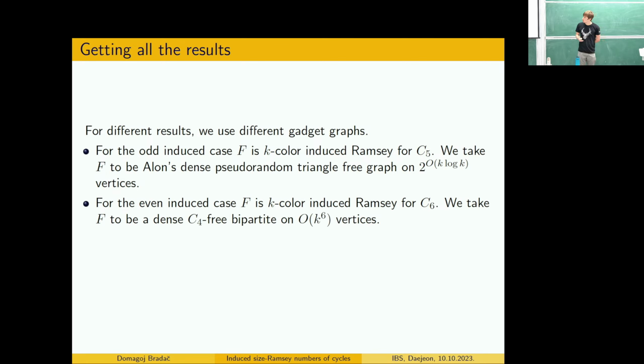Now, if you want to find an even induced cycle, we take the gadget graph which is k-color induced Ramsey for the 6-cycle. And here you can just take a dense C4-free bipartite graph on k to the 6 vertices. Okay, so this explains why here we get the polynomial bound, and here we get a bound which is exponential in k log k. And so for the even induced case, now you find an induced 6-cycle.